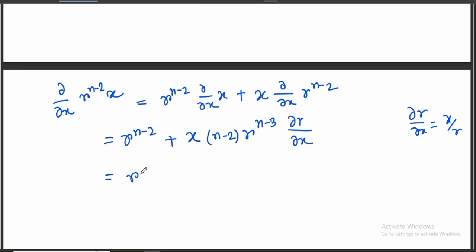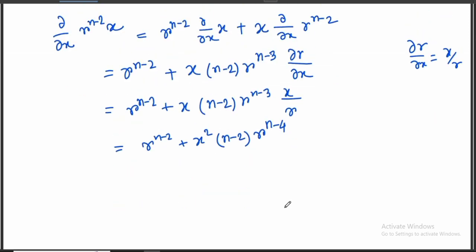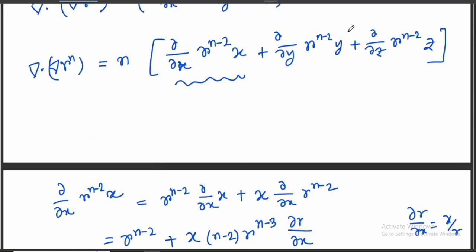So in the next step, r to the power n minus 2 plus x times n minus 2 r to the power n minus 3 times del r del x, which is x by r. So in the next step, r to the power n minus 2 plus x square times n minus 2, and r to the power n minus 3 divided by r gives r to the power n minus 4. So this is our del x of r to the power n minus 2 x. Similarly, we can find the y and z terms.